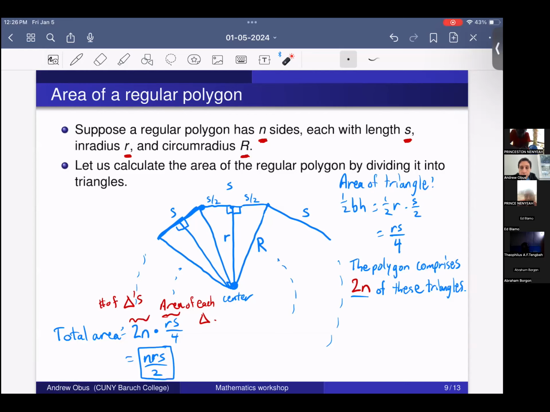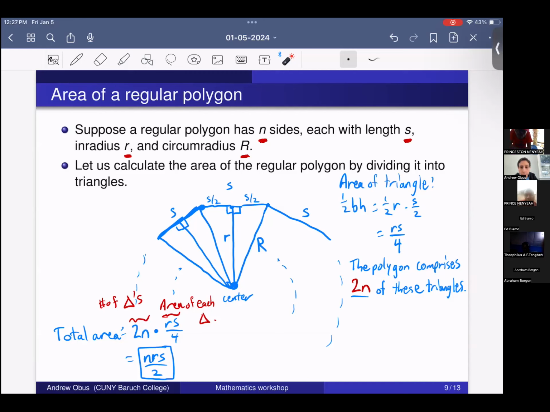Theophilus? Yeah, hello. Hello, yes. So yeah, Princeton. In the total, that means the total area of the polygon formula is nRS over 2. Yep. Yep, nRS over 2. Okay, but you have to know what n, r, and s all mean, right? n is the number of sides, s is the length of each side, and r is the inradius.